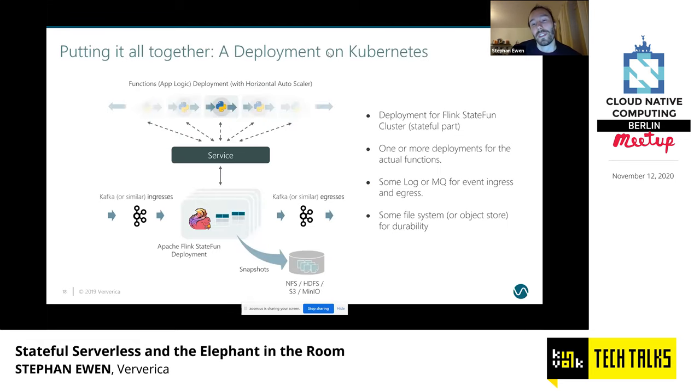Let's actually look at how this would look if we set this up on a system like Kubernetes, and what components are involved if we build this.